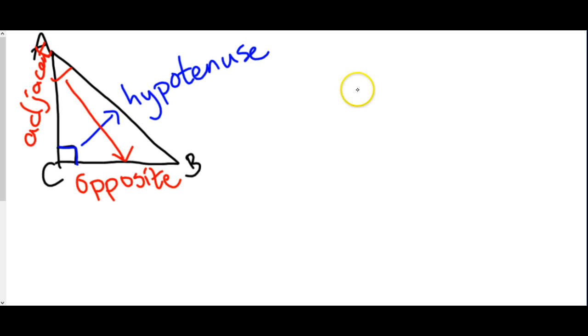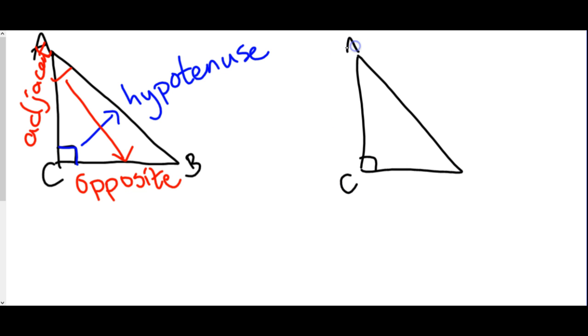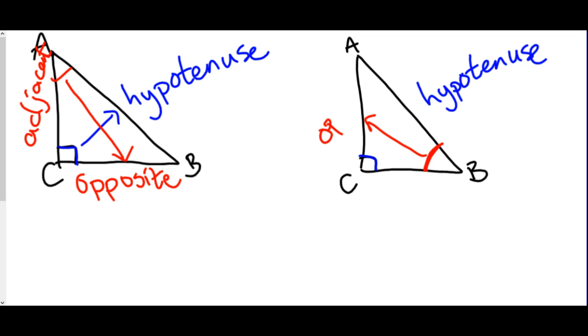So let's say I took that exact same triangle, but I said let's look at angle B. Hypotenuse would stay the same because it's always across from the right angle and that hasn't changed. But opposite and adjacent could change because if we're looking at angle B, the one across from angle B is now the left side of our triangle, where before it was the bottom, which means the last side here, the bottom, would be the adjacent.